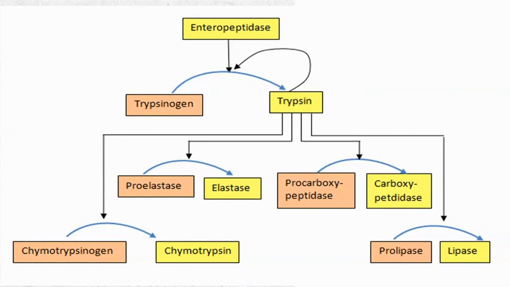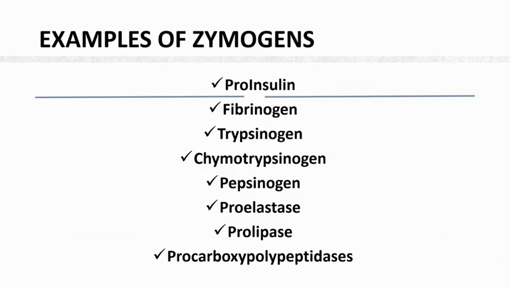And how does it do it? By helping to activate some other zymogens or proenzymes. For instance, it can be used in the conversion of chymotrypsinogen to chymotrypsin, proelastase to elastase, procarboxypeptidases to carboxypeptidases, and prolipases to lipases. So I have already mentioned them before.